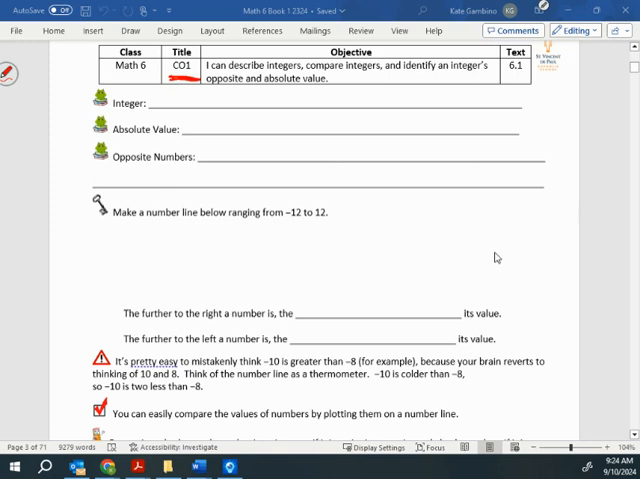Just keep in mind the power standards that we had in 5th grade. Those were the super important ones that you had to try to master. Power objectives, same concept. That's the super important that we are trying to master. So today we are doing CO1. I can describe integers, compare integers, and identify an integer's opposite and absolute value.